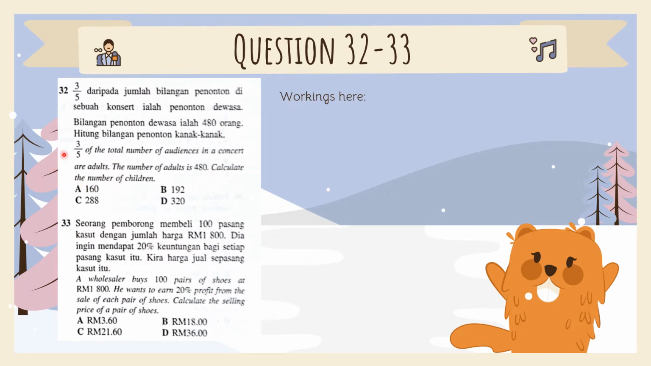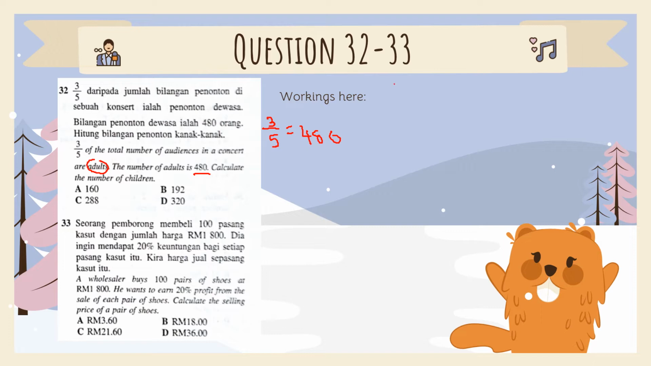So 3 over 5 is 480. Why do I say so? Because they told us that 3 over 5 are adults, and the number of adults is 480. So they are already telling us that 3 over 5 equals 480. So now we know that 2 over 5 is children. How do we know that 2 over 5 is children?